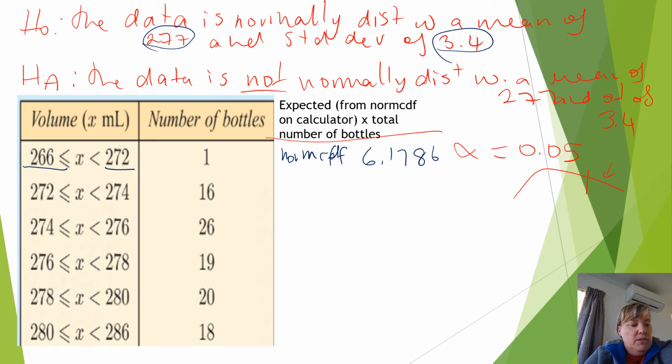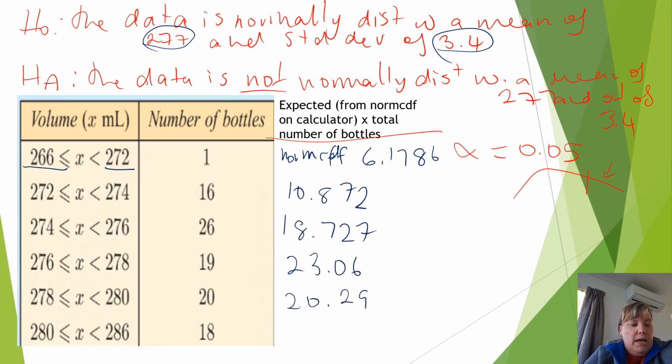And if you do that correctly, then you should get 6.1786. And for this one here, 10.872, 18.727, 23.06, 20.298, and 20.865. So for each of these, I use norm CDF, okay, from the distributions.